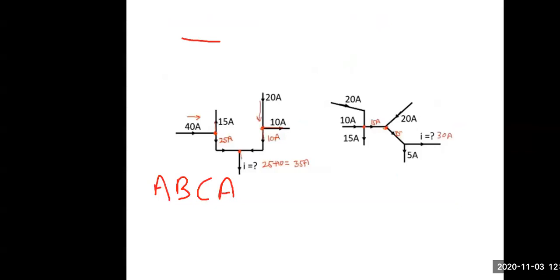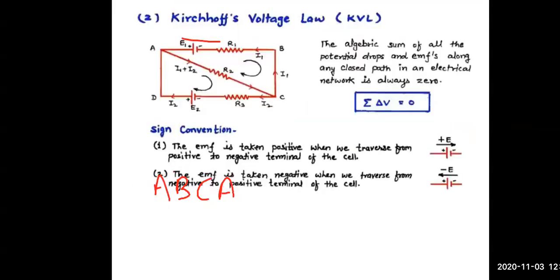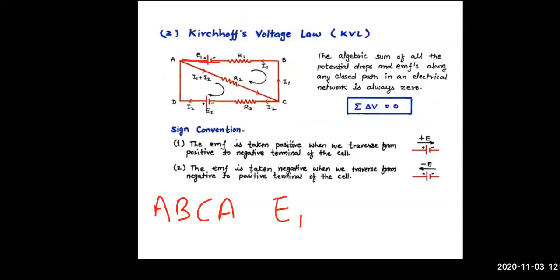Here we are. So we have crossed E1, and as we have crossed from positive to negative, it's positive. So it will be positive. The first sign that comes is the one we will see. So it is plus E1. Now what are we coming across? We are coming across R1.